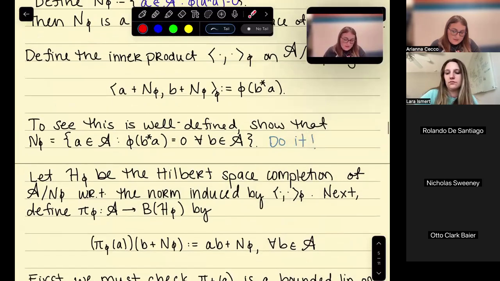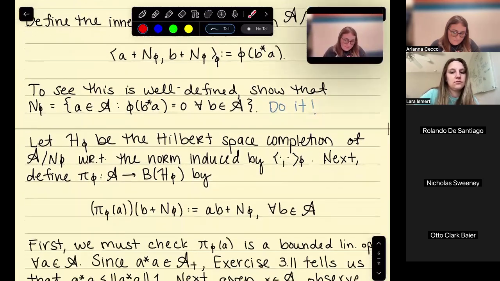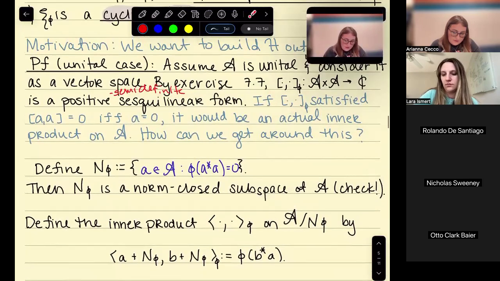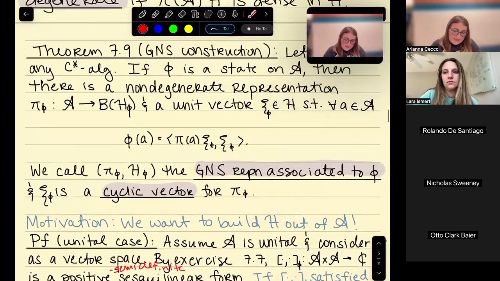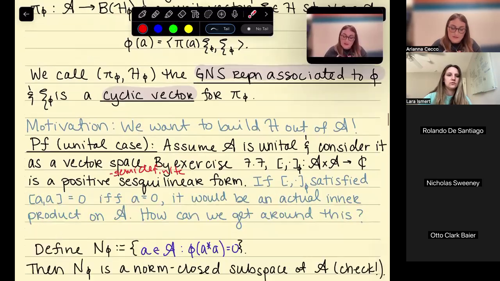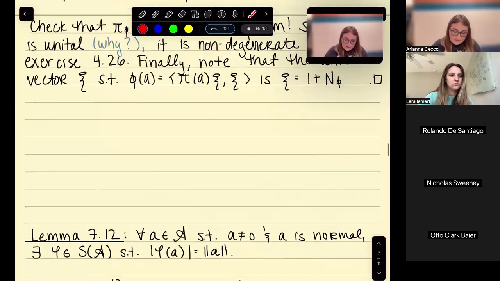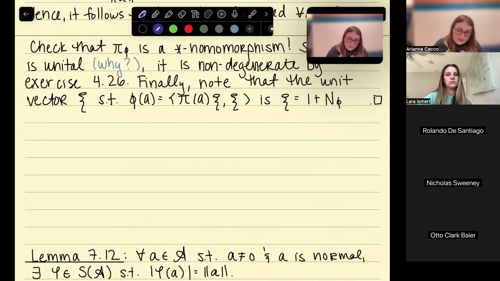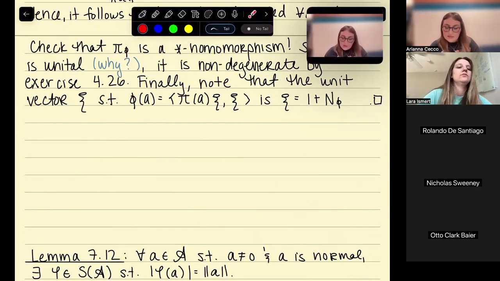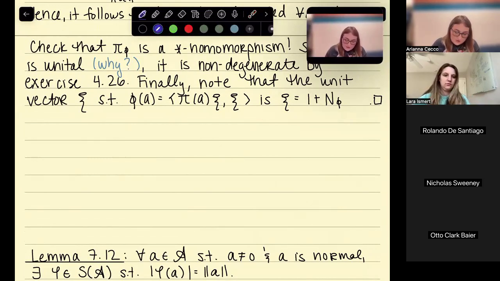And then the last statement of this, let me go back to it. Where did it go? It says that there's also a unit vector such that phi of A is equal to the inner product of pi of A with that vector, inner product with that vector again. And sorry to be scrolling around, but this vector in this case is going to be the unit plus n sub phi. So you could check that. Let's just go ahead and check it.